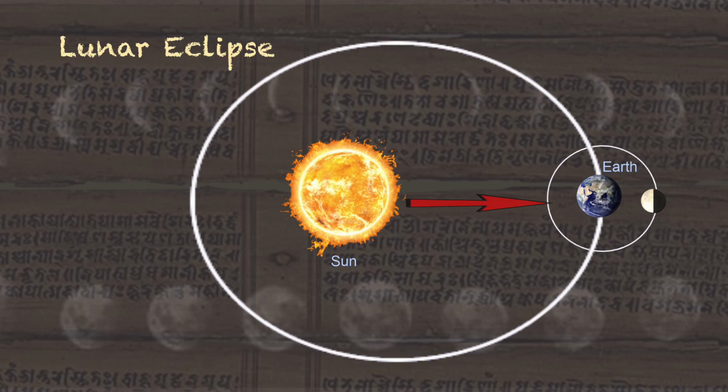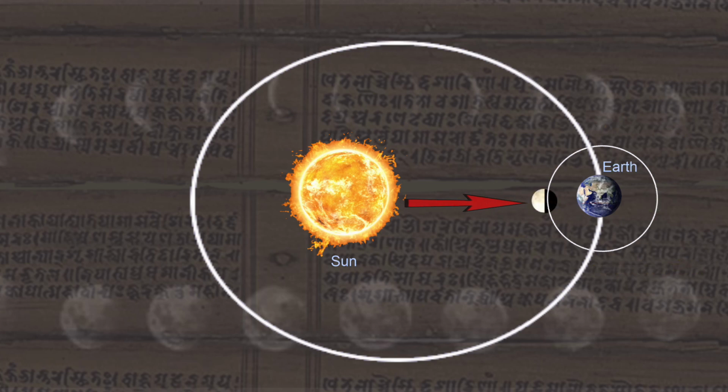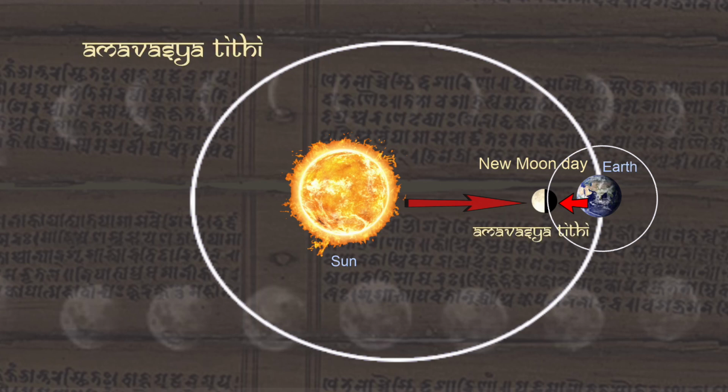When we are between the sun and the moon, we see the brightly lit side of the moon. Thus, it is seen as a full bright moon. This day is called a full moon day, the Tithi of Purnima. Similarly, when the moon is between the earth and the sun, we see only the unlit side of the moon. Thus, we cannot actually see it. This is the new moon day, the Tithi of Amavasya.